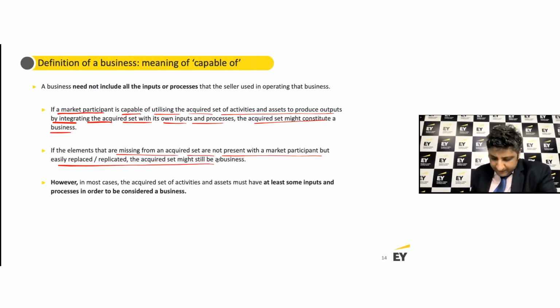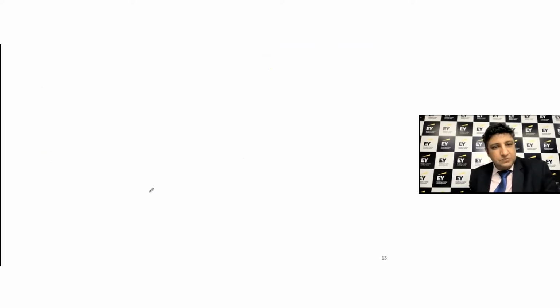But then the thumb rule is you expect both inputs and processes. If not all of these, at least some inputs or processes have to be present to refer to it as a business combination. Let's try to understand this with the help of a small scenario.